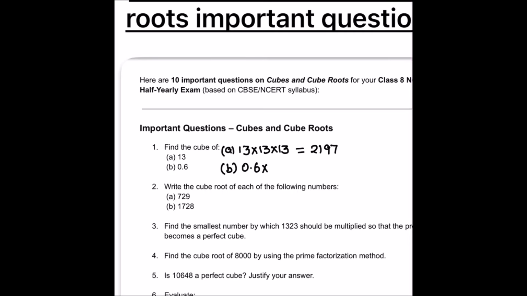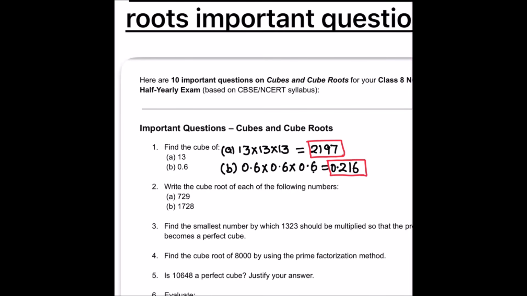And the next part, B part, is 0.6. We need to find the cube of 0.6. So we multiply the same number 3 times, and we know that 6 times 6 is 36 and 36 times 6 is 216. So that's 216, and we need to put the decimal point after 3 decimal places because we have 0.6 here, 0.6 here and 0.6 here. When we multiply the numbers, we need to add their decimal places too. So our answer will be 0.216. There should be 3 digits after the decimal point. So this is the answer for first A part and B part.